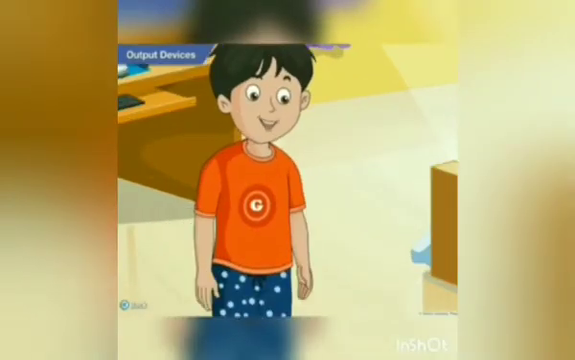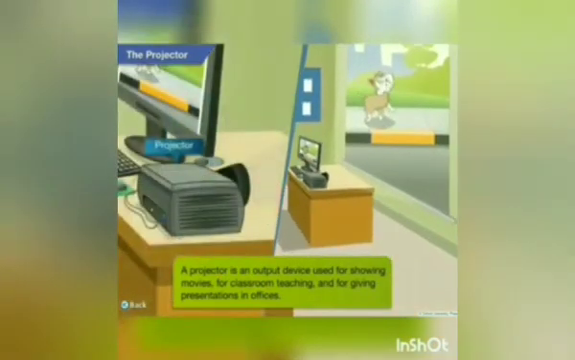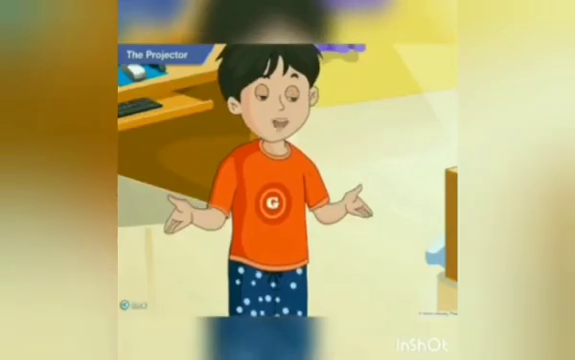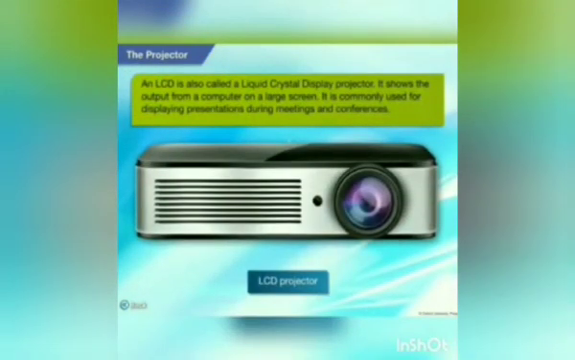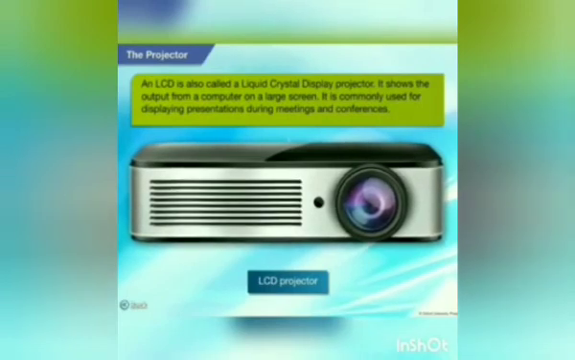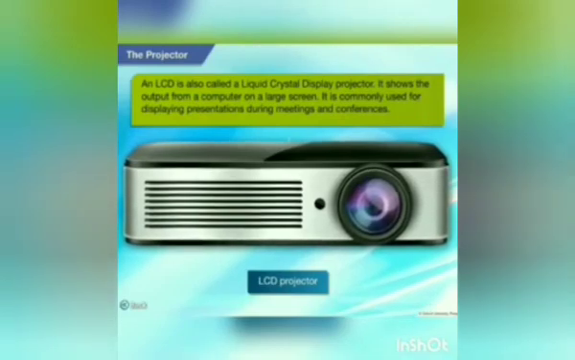Toggle, what are projectors? A projector is an output device. It can be used to show movies, to teach in schools, and to give presentations in offices. It displays the computer's output on a screen. The screen can be a whiteboard, a white cloth, or even a plain white wall. Are you sure about the projector being an output device? An LCD is also called a liquid crystal display projector. It shows the output from a computer on a large screen. It is commonly used for displaying presentations during meetings and conferences.